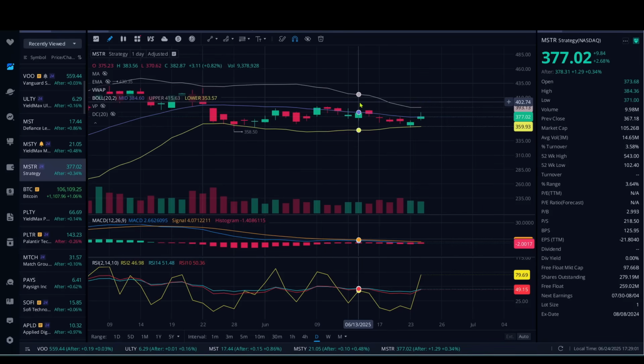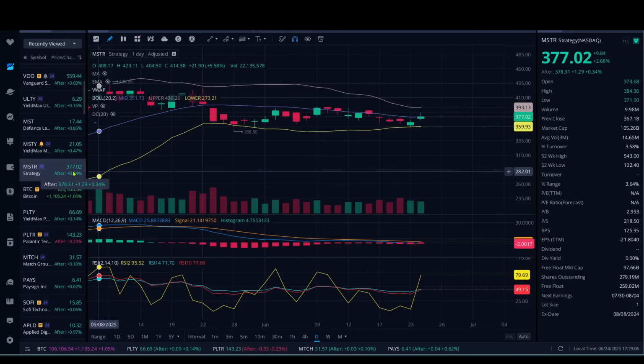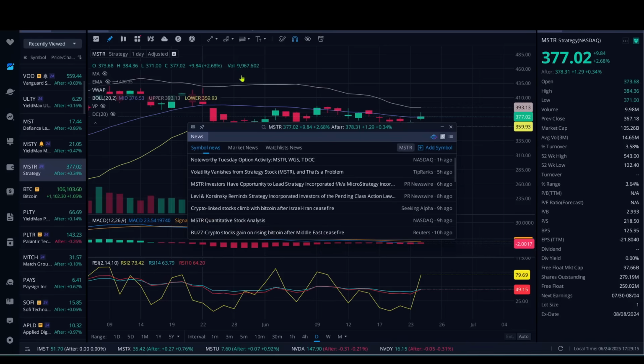So on the Webull charts, you can look at the news for certain stocks or ETFs. And in this case, we're looking at MSTR. And I can click the little notepad right here, and that will pull up any kind of news on MSTR.